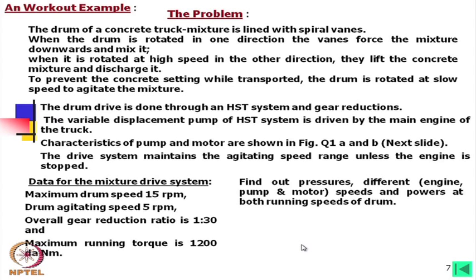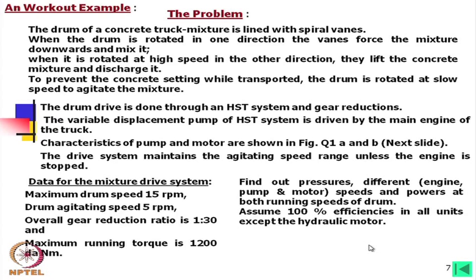Now, find out pressures, different speeds of the engine, pump, motor, etcetera, and powers, for both running speeds of the drum. That means the normal running speed as well as the agitating speed. Assume 100% efficiencies in all units except the hydraulic motor.